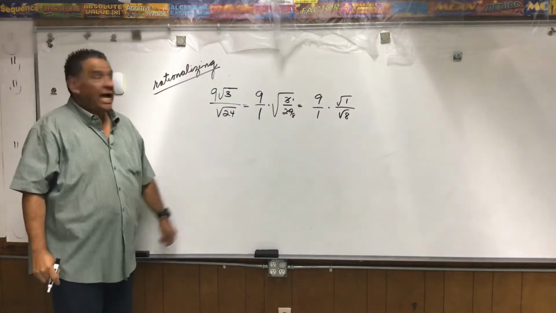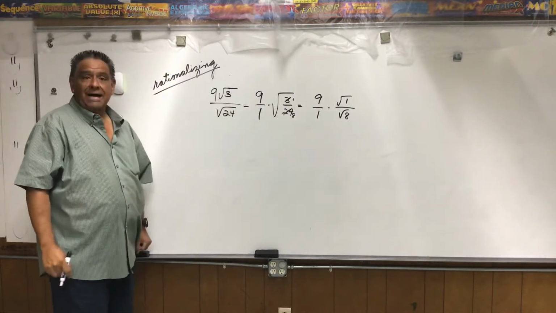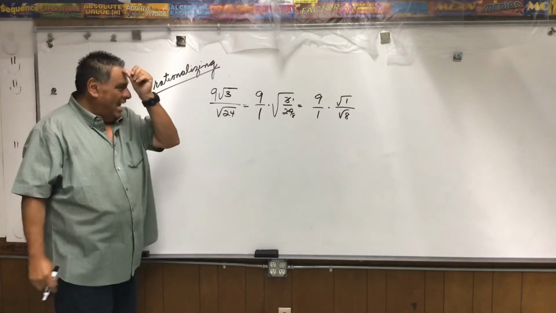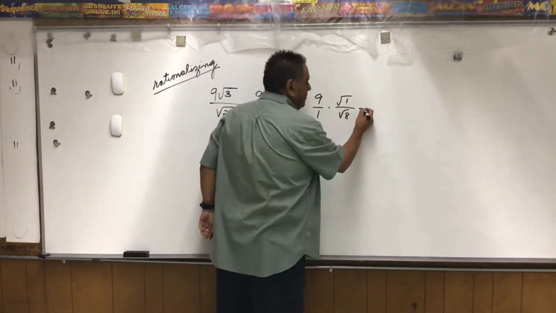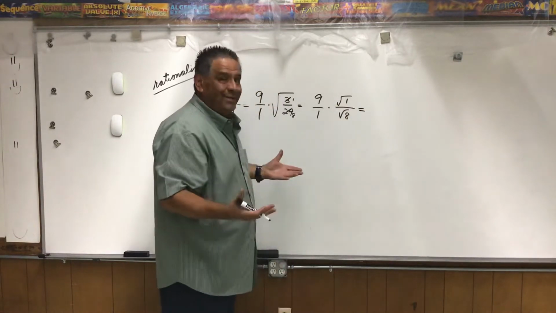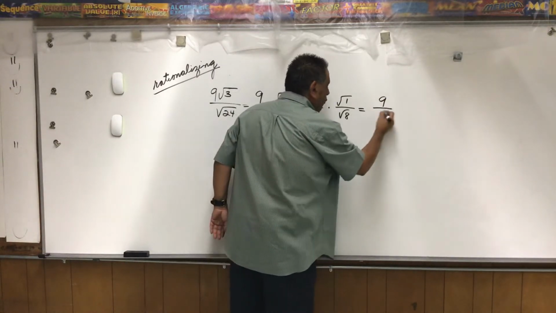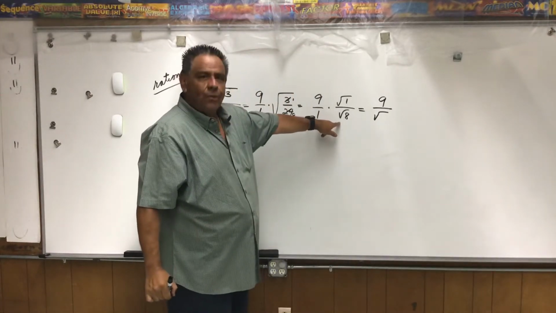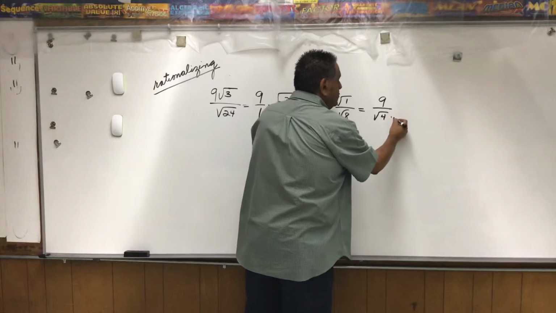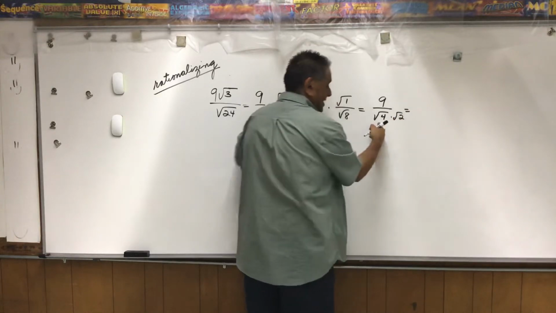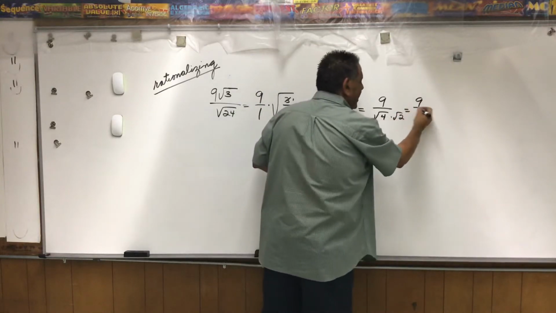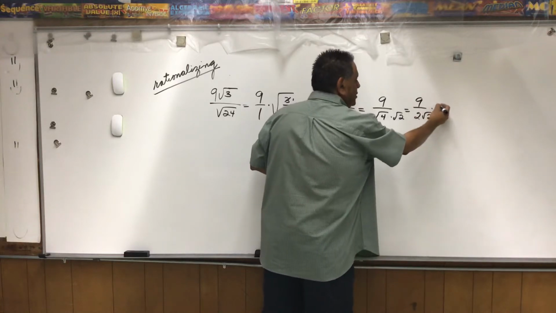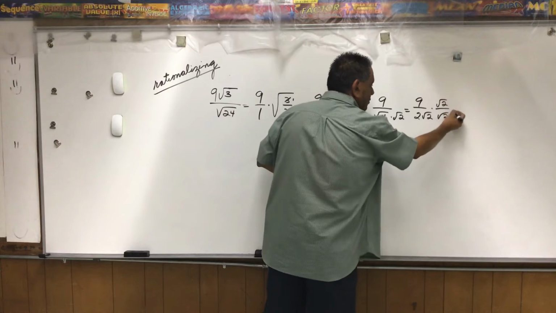Now, a lot easier. I don't have to worry about these numbers. I don't have to simplify this. I've already simplified it. And now, okay, so in the numerator, radical 1 is 1. So I'm going to get 9 in the numerator over radical 8. But you know what? I can break down radical 8 into what? Radical 4 times radical 2, which gives me, that's going to be a 2, 9 over 2 radical 2, rationalized by multiplying by radical 2.